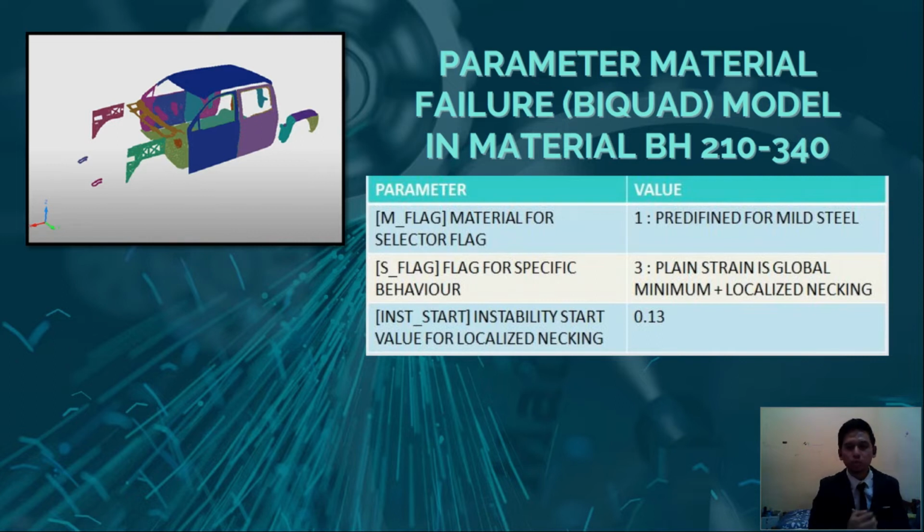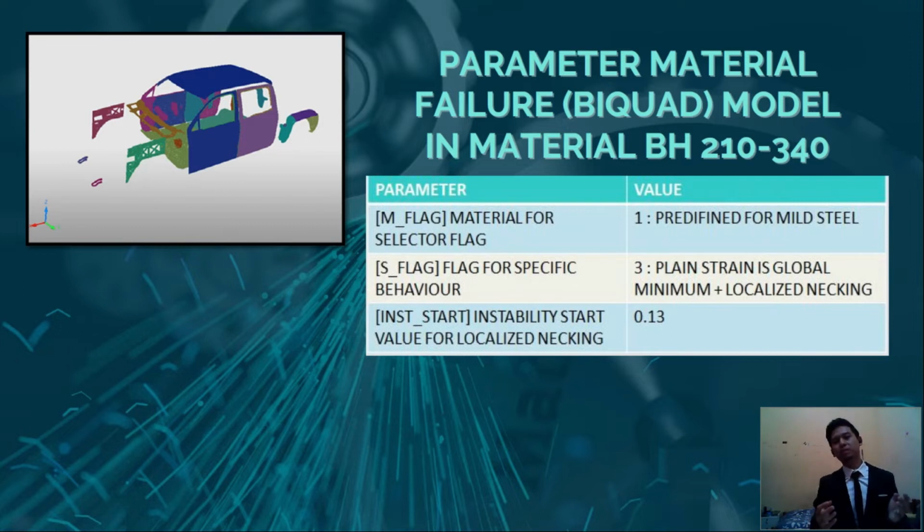Why I choose BH210340? This is because you can see the material BH210340 consists of the critical part of the roof test. You can see the roof and the door are at the roof test. So actually, what is BH210340?